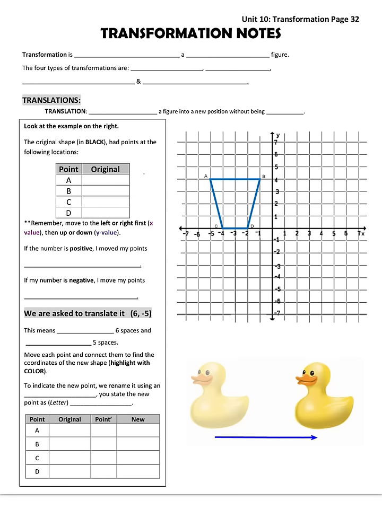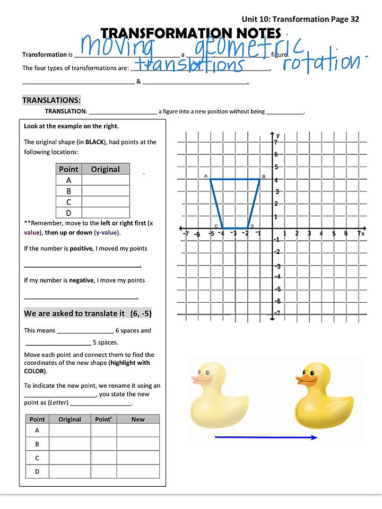Alright, so a transformation is moving a geometric figure. There are 4 types of transformations. The ones that we're going to look at are translations, rotations, reflections, and dilations.